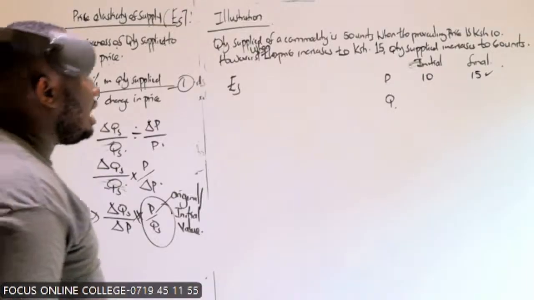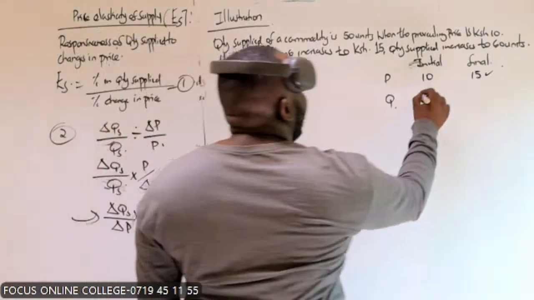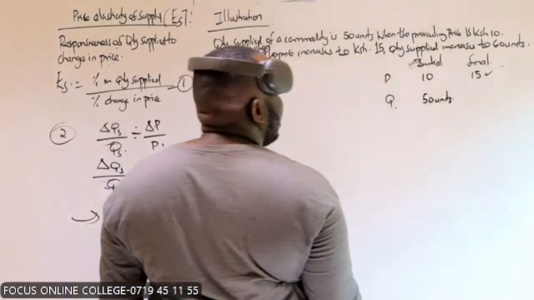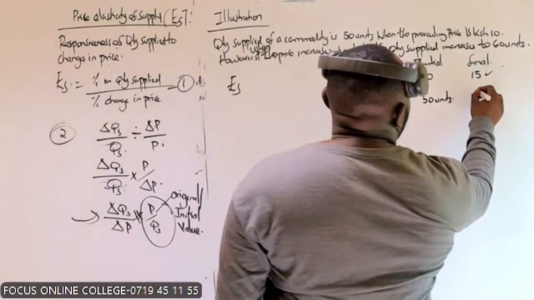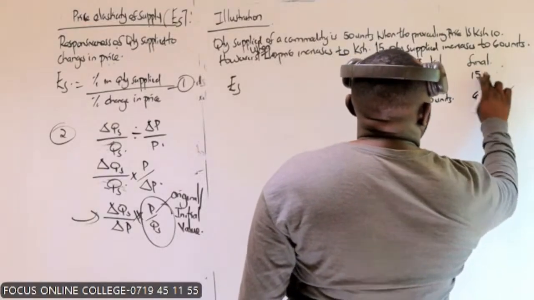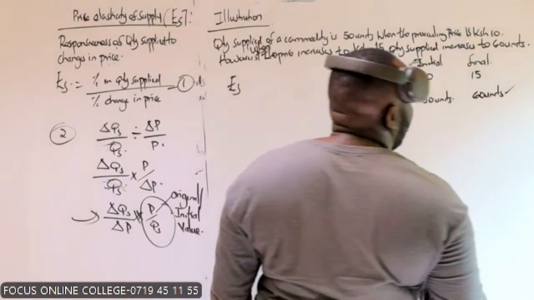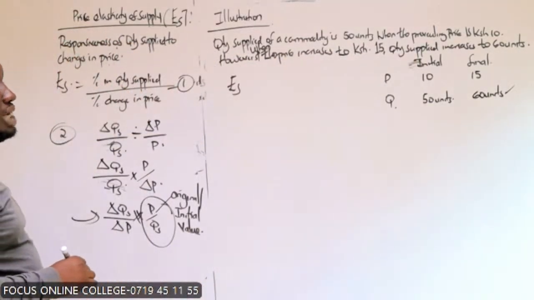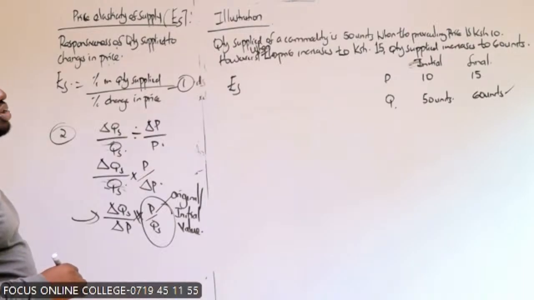So at that point, I know that at price 10 we had 50 units, and at price 15 we had 60 units.